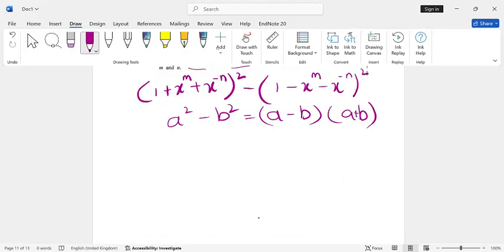In this question, we have a equals 1 plus x^m plus x^-n, all right? So I put the square, I'll break it over here. So this is the value of a now.